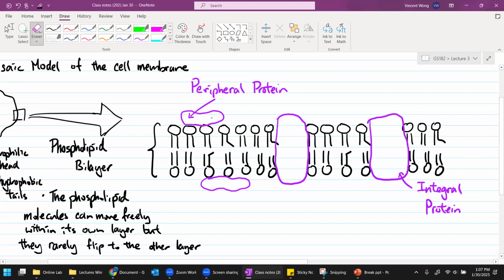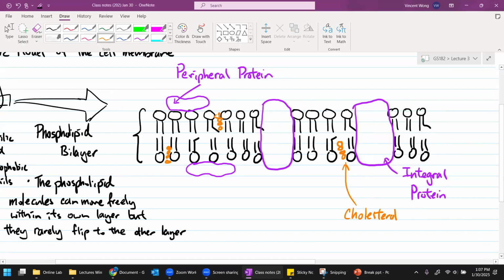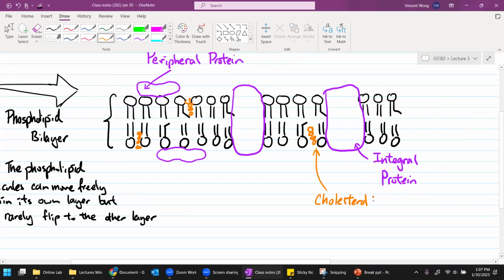Okay, cholesterol. So there is the cholesterol. These are cholesterol, not a lot, just a bit. And the function of the cholesterol is to help control membrane. You know what? Let's say regulate. That sounds better. Regulate membrane fluidity.